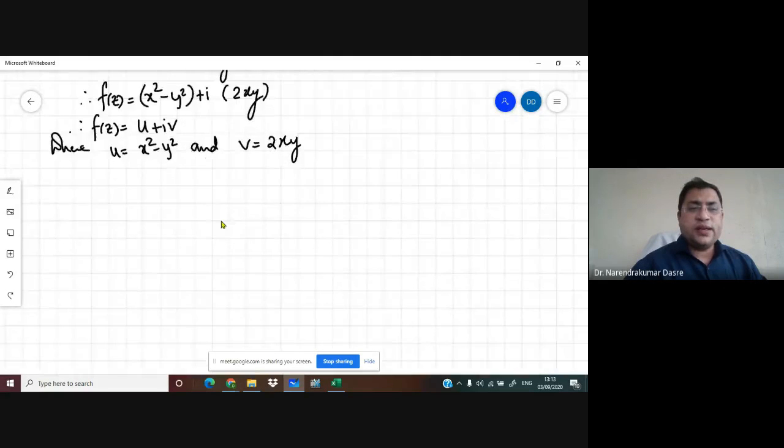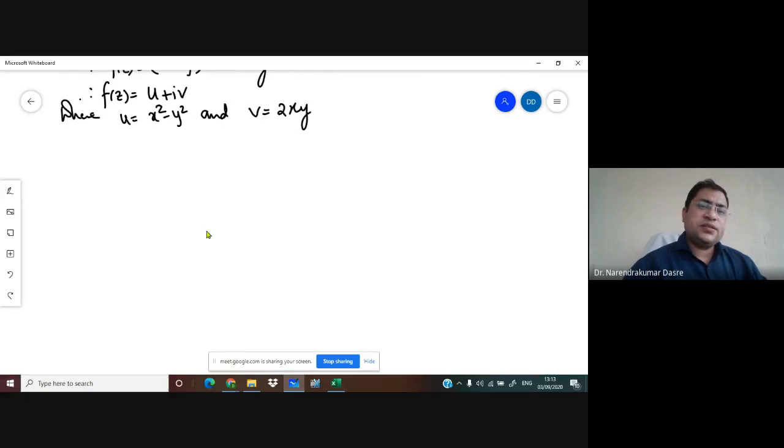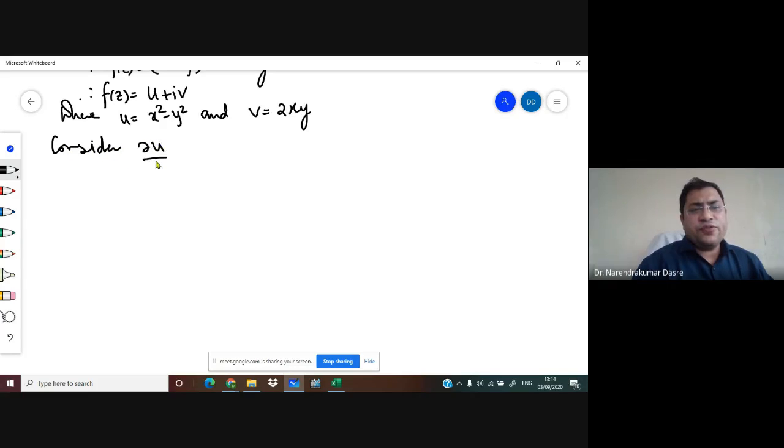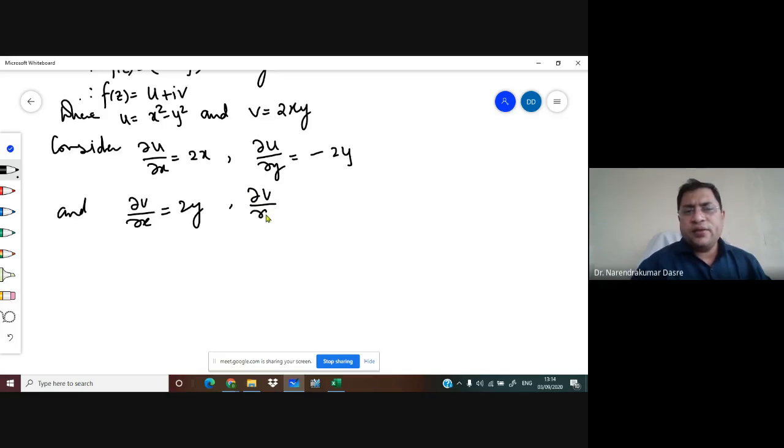And now we have to consider the second step. In the second step, what we have to do is find the derivative and then test the condition. Okay, so let us find the derivative and then test the conditions. So consider, what you have is ∂u/∂x is equal to 2x, ∂u/∂y is equal to minus 2y. And what we'll have is ∂v/∂x is equal to 2y and ∂v/∂y is equal to 2x.